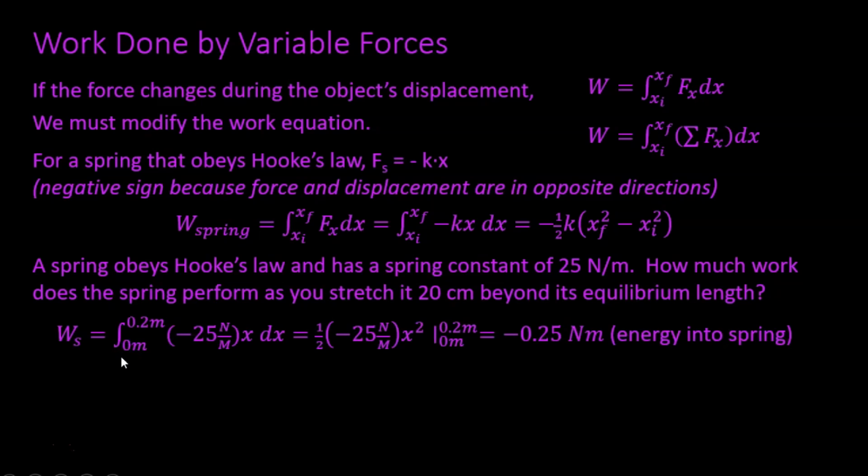So we go ahead and set up our formula. Notice our limits of integration are going to be x sub i and x sub f. So it started at its equilibrium length, so that's 0, and it was stretched 0.2 meters. After solving the integral, we find out that the spring performed negative 0.25 Newton meters of work. The negative sign meaning that energy flowed into the spring and it was stored in the elastic potential mechanism.